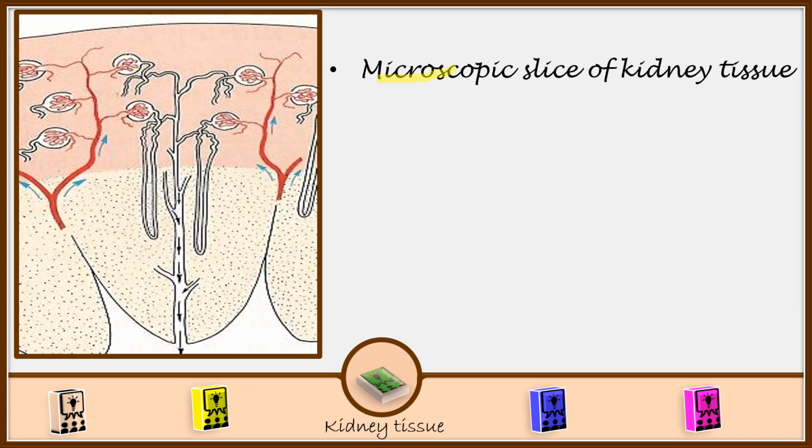The microscopic slice of the kidney tissue. So here we have the microscopic slice of the kidney tissue. We are going to look at the kidney and try to see how it carries out its work to maintain the internal environment within a narrow limit.